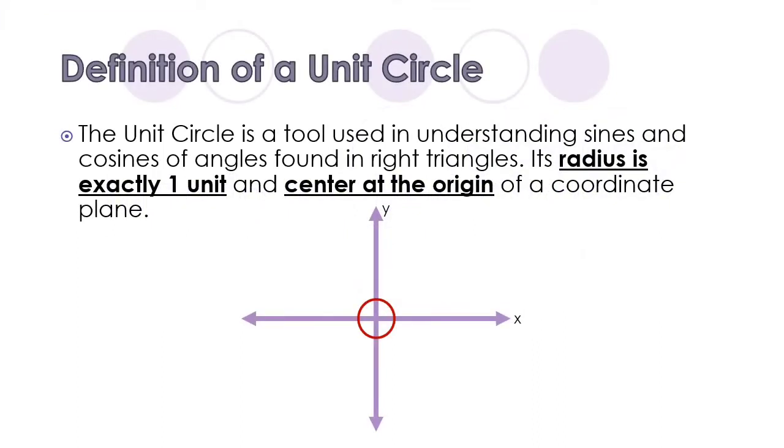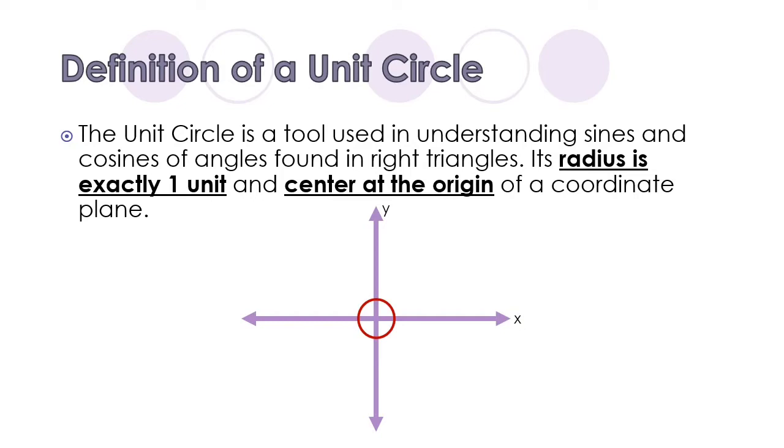So first, the definition of a unit circle. The unit circle is a tool used in understanding sines and cosines of angles found in right triangles. Its radius is exactly 1 unit, and the center is at the origin of a coordinate plane.